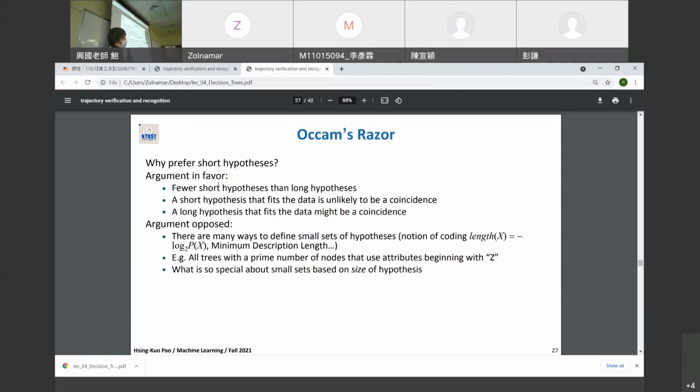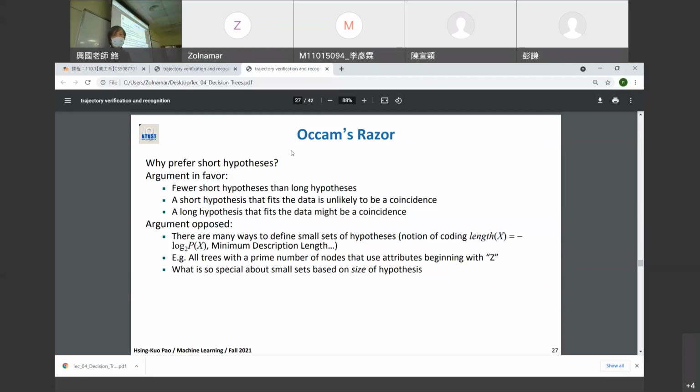Why? We must have some kind of argument here, right? A few things. First of all, a smaller tree means more efficiency in training and in testing, so why not use a smaller tree? On the other hand, when a smaller tree matches the data, it must be unlikely to be coincidental. Maybe we have found the truth already.